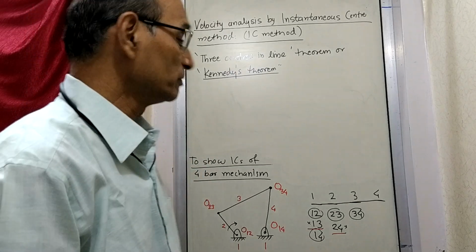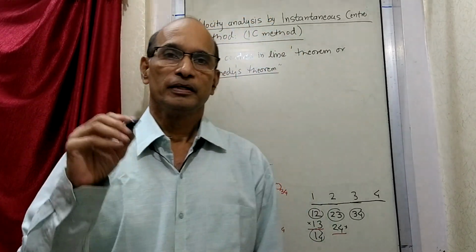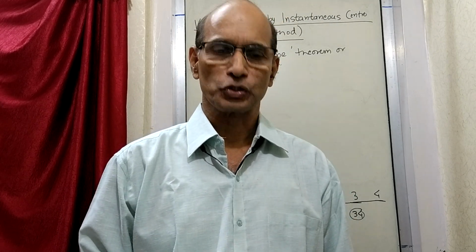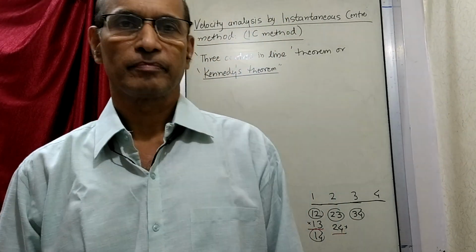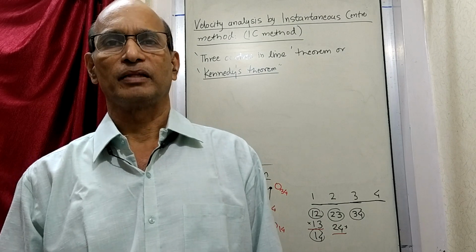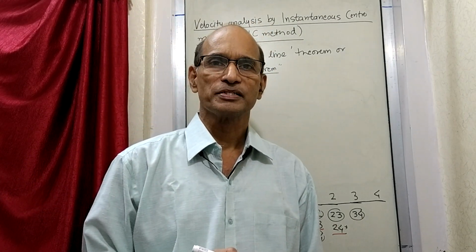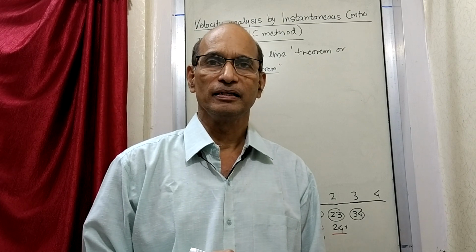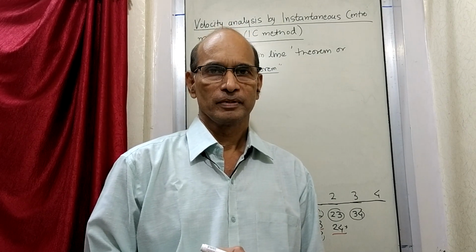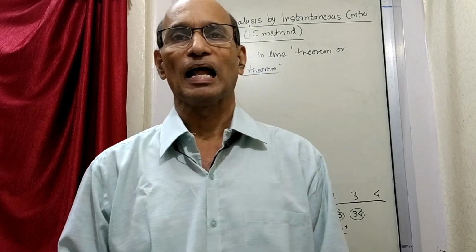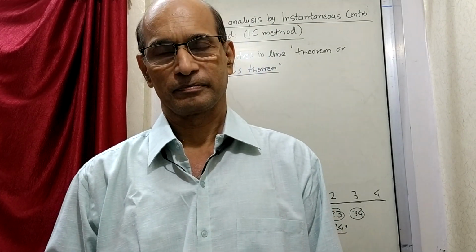Now what is this theorem? Let's write down this theorem first. If three bodies have planar motion, if 3 bodies or links have planar motion, their ICs, their instantaneous centers lie in one straight line. If 3 links have planar motion, their instantaneous centers lie in one line.